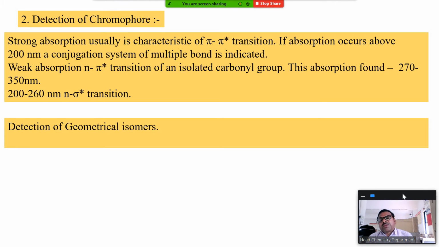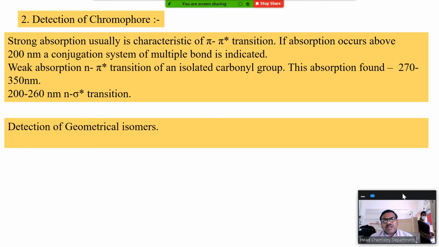Then, detection of geometrical isomers. You know what is meant by geometrical isomers? First of all, what do you mean by isomers? Isomers are compounds having the same molecular formula but a different structural formula. That is called isomers. What do you mean by geometrical isomers?